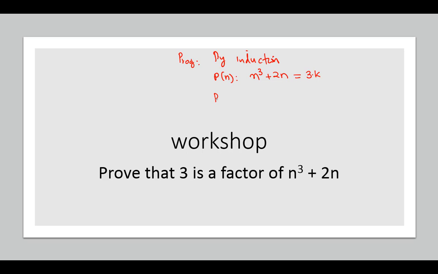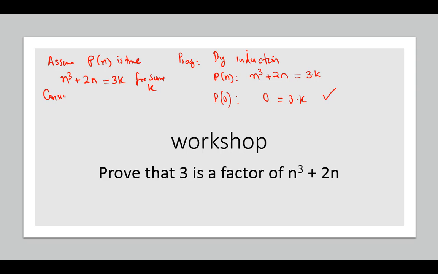So the base case is, let's take a look at P0. If you want P0 or P1, it doesn't matter in this case. P0 says that 0 is 3 times some integer, which is true because we could choose k to be 0. So let's assume that Pn is true. This implies that n cubed plus 2n is equal to 3k for some k.